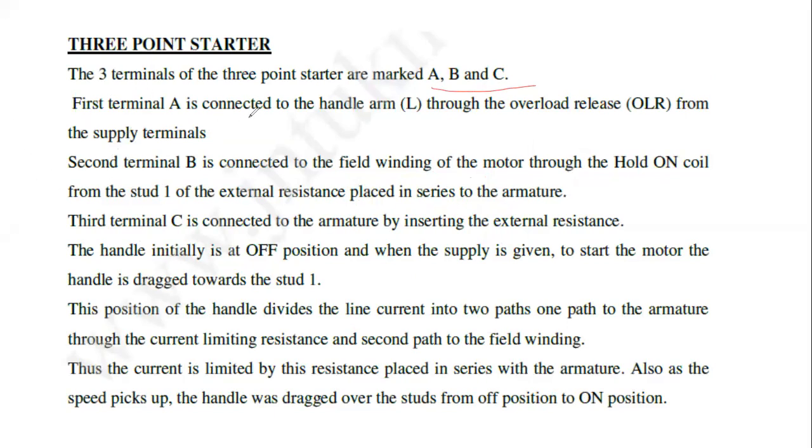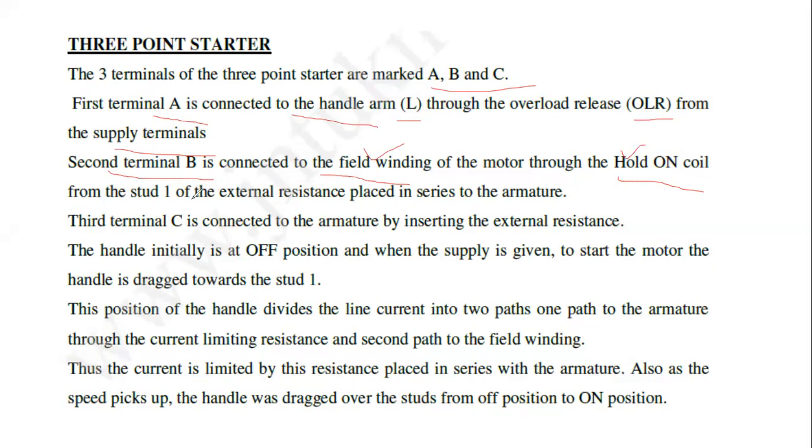The first terminal A is connected to the handle arm L through the overload release coil, ORL, from the supply terminals. Next, the second terminal B is connected to the field winding of the motor through the hold on coil. So A is connected to the handle through the overload release coil and B is connected to the field winding through the hold on coil.